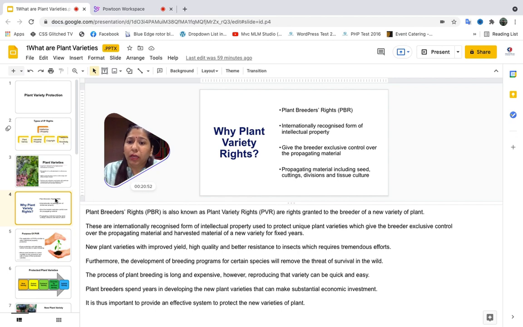Now, plant breeders and farmers spend years in developing a new plant variety that could make a substantial economic investment of the country. Thus, it is quite important for us to develop an effective system so that these new varieties can be protected.